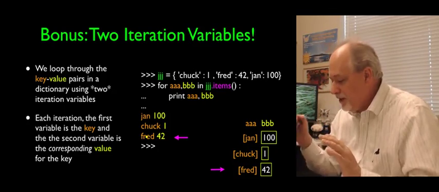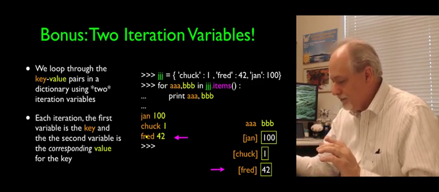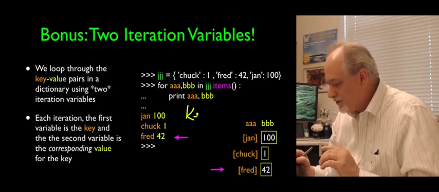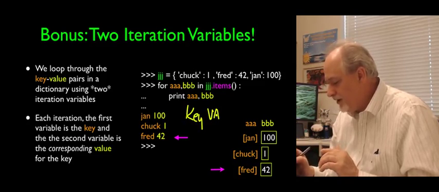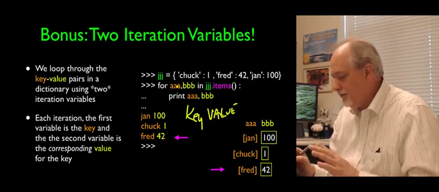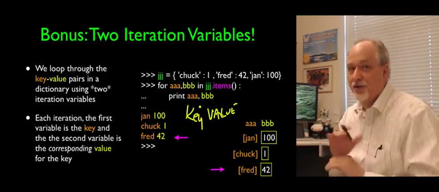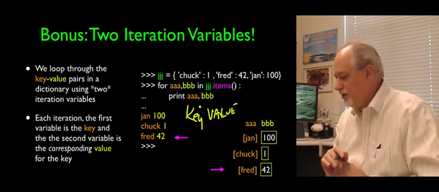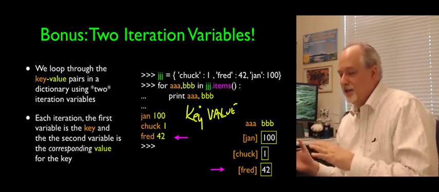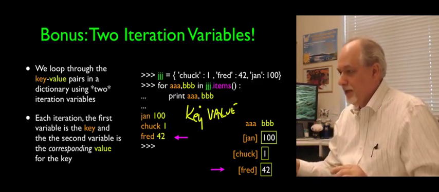Now, if I was making these names mnemonic, I would call this the key variable, and that the value variable. But for now, I'm using kind of silly names to show you that key and value are not special. They're not Python reserved words in any way. They're just a good way to name these things, key-value pairs. Okay?